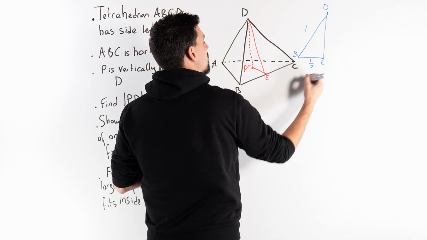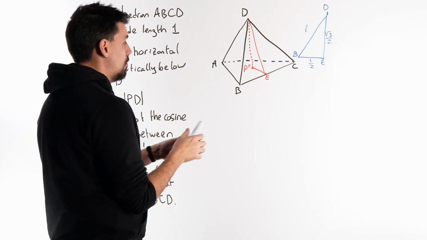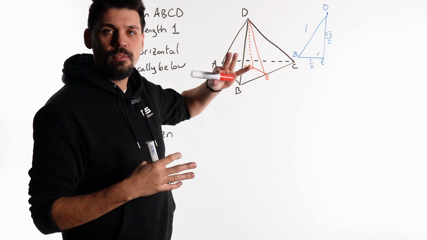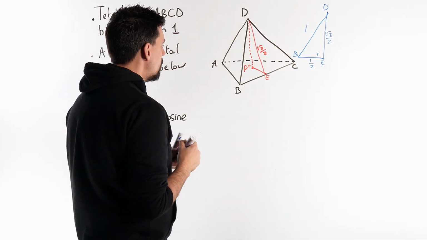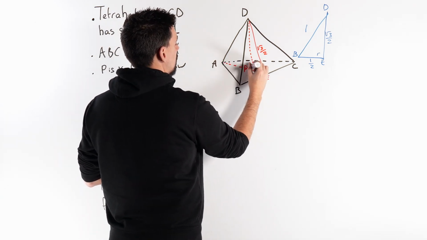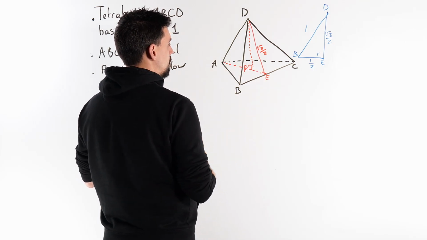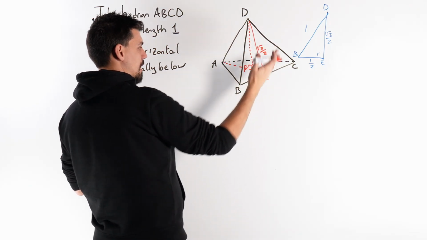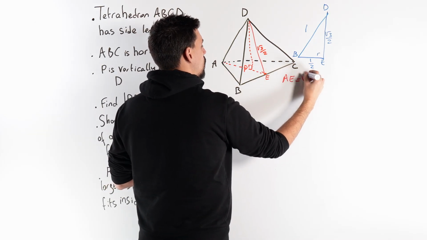That's length 1, that's length 1/2. So we can easily show from Pythagoras that that length there is √3/2. Just a simple bit of Pythagoras. I'm going to be pulling triangles out of this sketch quite a bit. Okay, so that is √3/2. Now, standard fact here for me. A to E is the same length as D to E, because they're all the same triangle. So A to E is also √3/2.